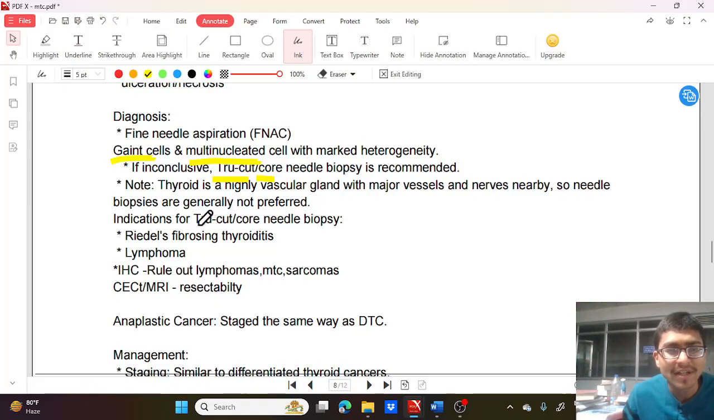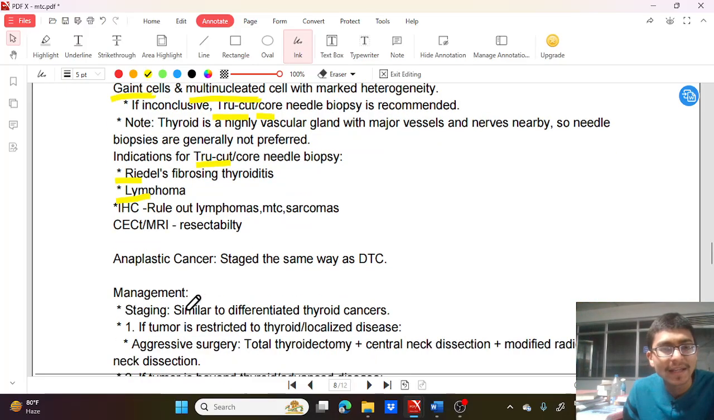So what are some other indications for true cut biopsy? That will be Riedel's thyroiditis and lymphoma. These are some other indications for true cut when we have difficulty in diagnosis through FNAC. Lastly, IHC, which will be helpful to rule out cases like lymphoma, medullary thyroid carcinoma and sarcomas. We'll go for CECT, that is 3D imaging, to look for the extent and resectability, whether surgery is possible.